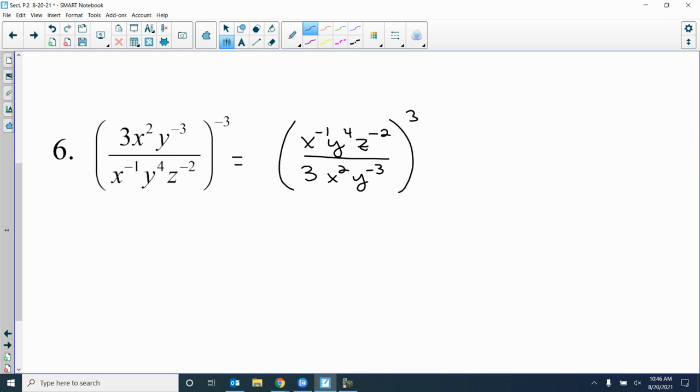Okay. You can't do both. You can't change the sign of the outside exponent and then change all the inside. You just straight flip it. Okay, and everything will stay exactly as it looks. Now I apply everything to the third power. I get x to the negative 3rd, y to the 12th, z to the negative 6 over, that's going to be 27, x to the 6th, y to the negative 9.